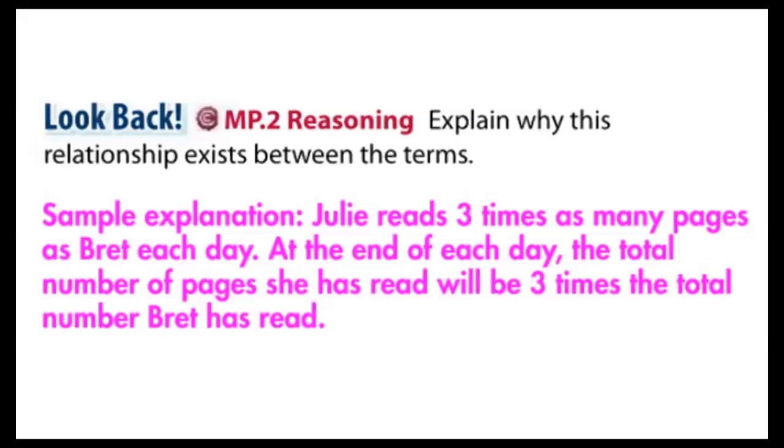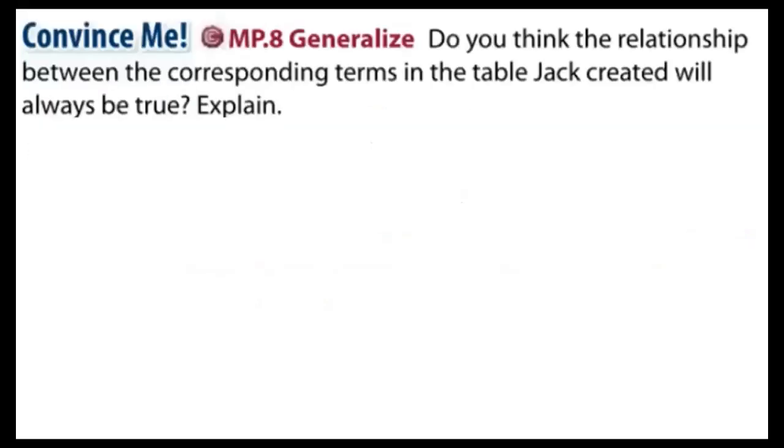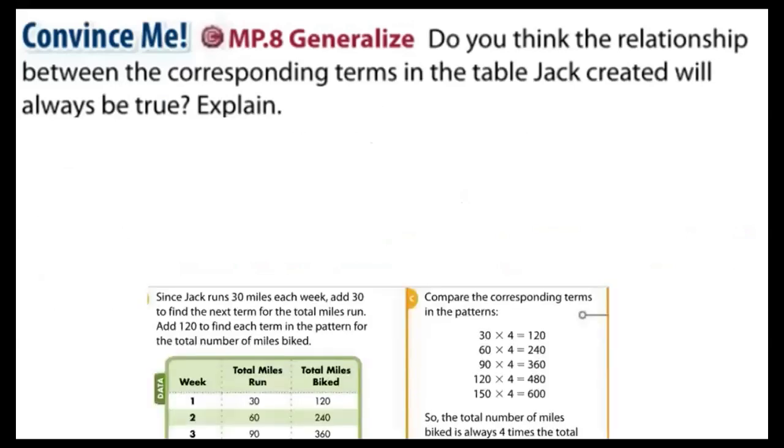Copy the answer. We are on page 819, by the way. 819. Look back and move to the next one. Okay. Convince me, on page 820: do you think the relationship between the corresponding terms in the table that Jack created will always be true? Explain. This is the table.